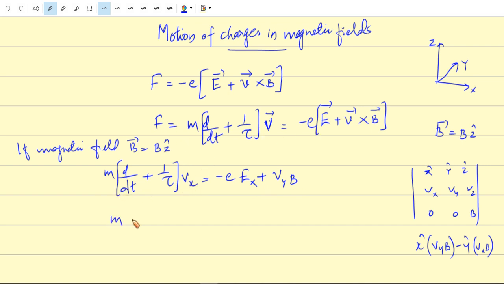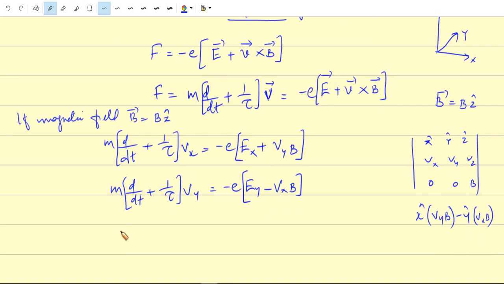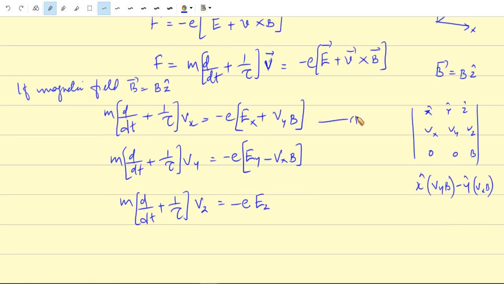Then the Y component is, then the Z component, that is easy. There is no Z component for this v cross B. These are the three equations we get. These are the three component form of the above equation.